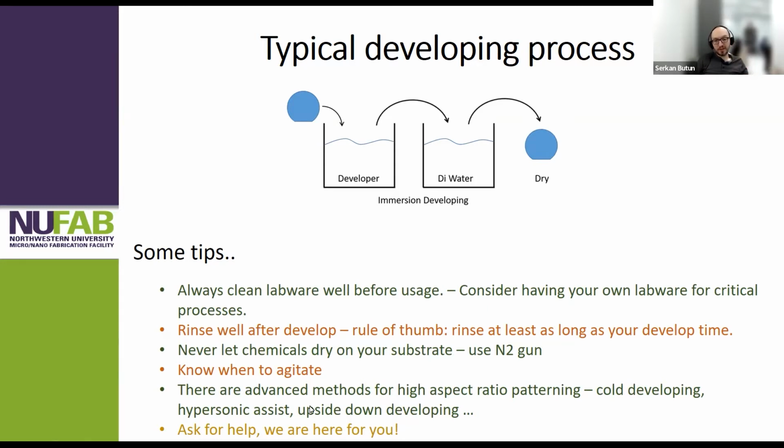And there are practically a little bit more advanced methods that you can use for high aspect ratio patterning. Mainly those are cold developing. You can cool down your developer to slow down the developing process, and that will reduce the dark erosion, which is, the developer will not attack, or attack less, the unexposed parts of your resist. Or you can do megasonic assist, which is, you can dip your developer along with your sample in the megasonic bath. That way it will shake off the residues. Or, it can be as simple as you put your substrate upside down in the developer so that nothing sediments back onto your substrate, right?